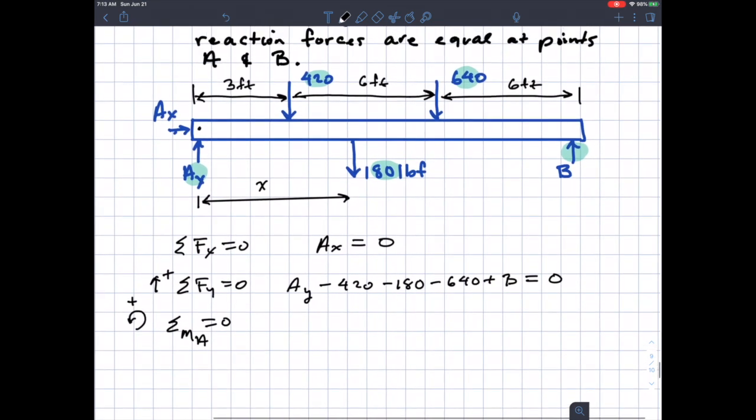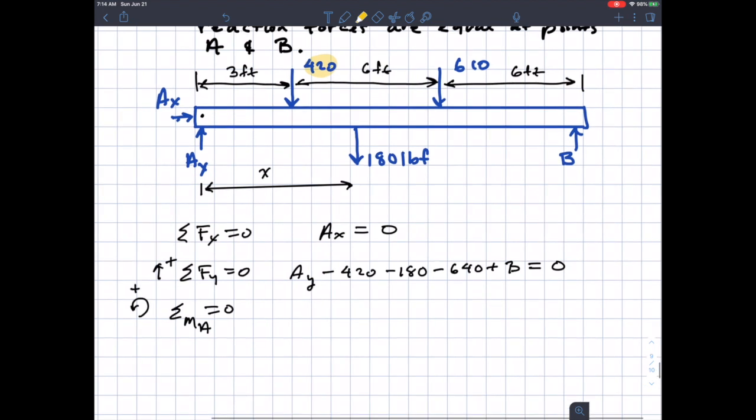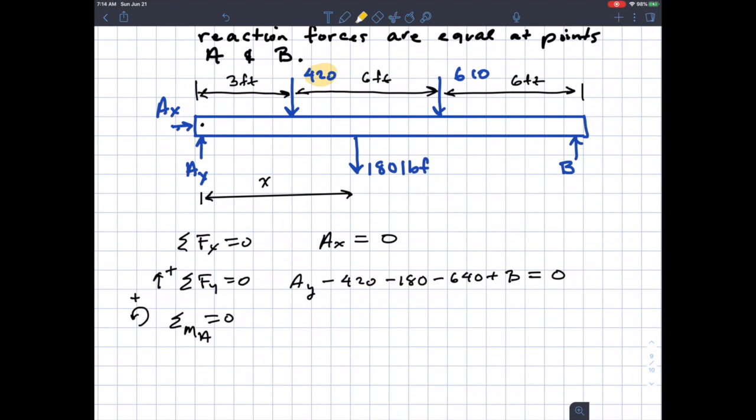Okay, so I start to take a look at these one at a time. Let me clear these. All right, so let's take a look first at the 420. So 420, the perpendicular distance is 3 feet. Okay, and so 3 feet, 420 working down, that's going to give me a clockwise motion.